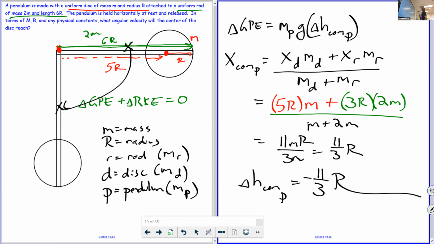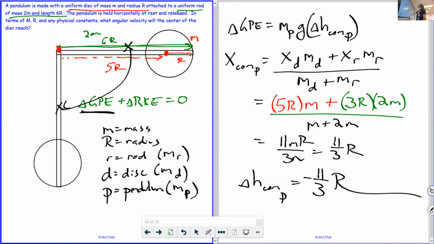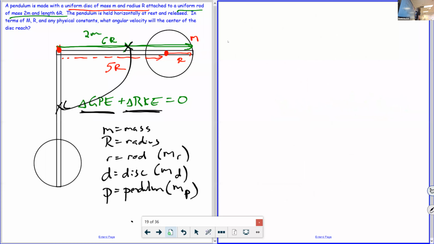Okay, so that is that. Now, that will help us find our change in GPE. Now we need to deal with our change in RKE. So change in RKE is 1/2 times the rotational inertia of the pendulum times the angular velocity squared.